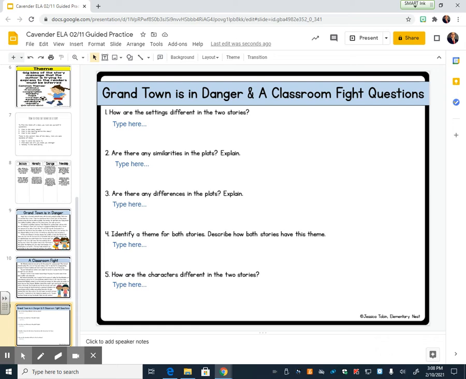So, how are the settings different in the two stories? Okay, so the setting's going to be different in both stories. We need to figure out how. Are there any similarities in the plots? Explain. So, how are the plots the same? How are the plots different? Explain. Identify a theme for both stories and describe how both stories have this theme. And then the last one, how are the characters different in the two stories? All right, let's begin reading.